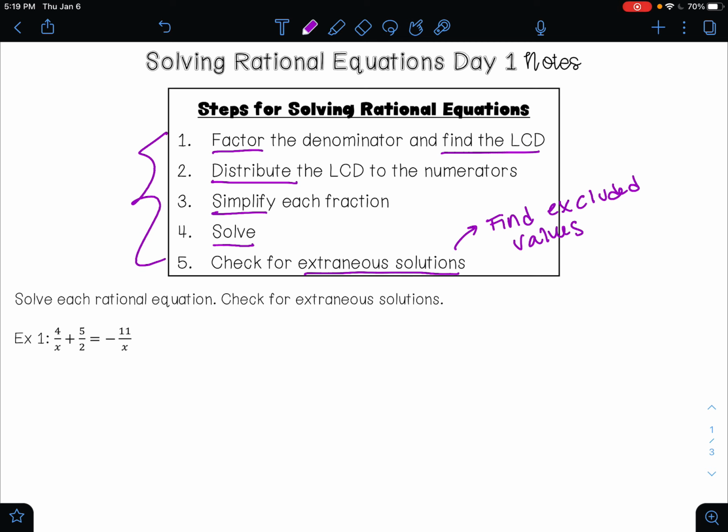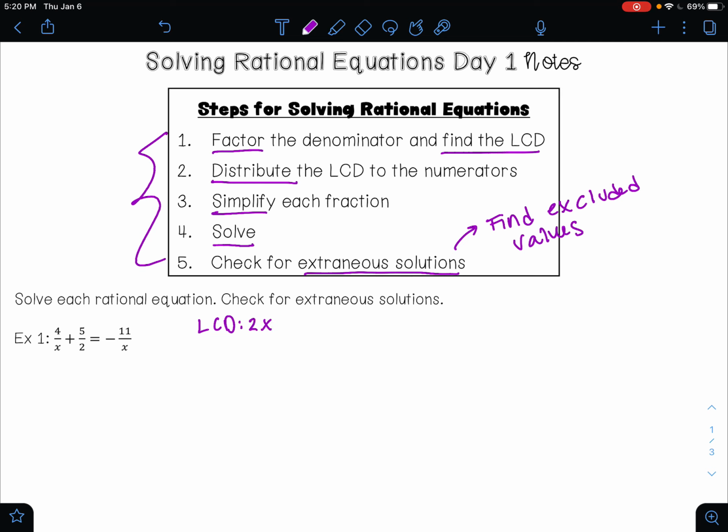So let's try example 1. It says solve each rational equation, check for extraneous solutions. When I look at my denominators, there is nothing to factor. They're all monomials, so there's nothing to factor there. So the other part of step 1 is to find the least common denominator. The least common denominator for this equation is going to be 2x.